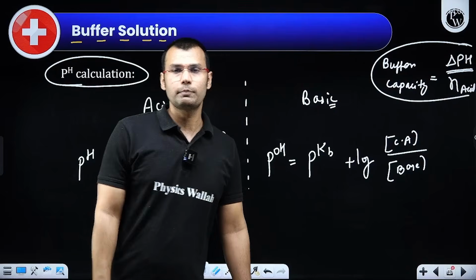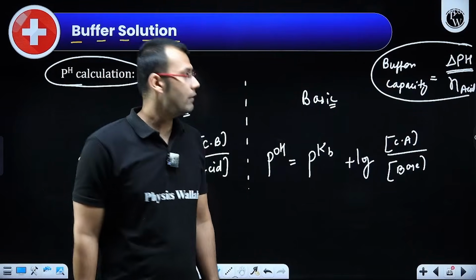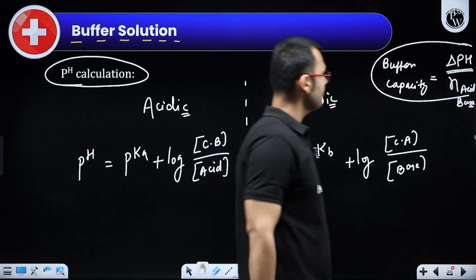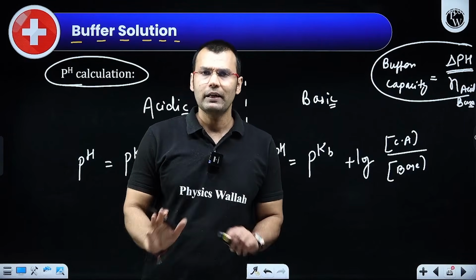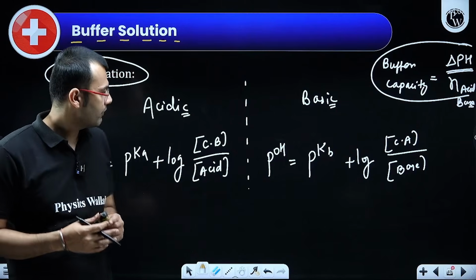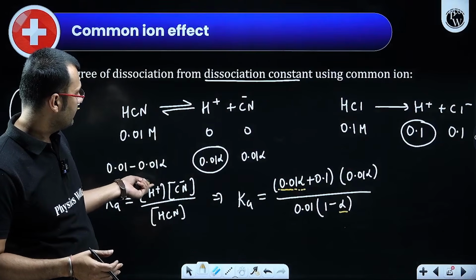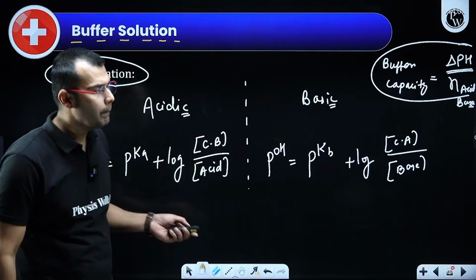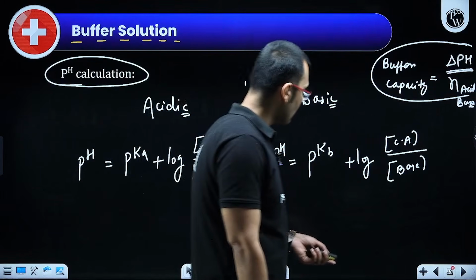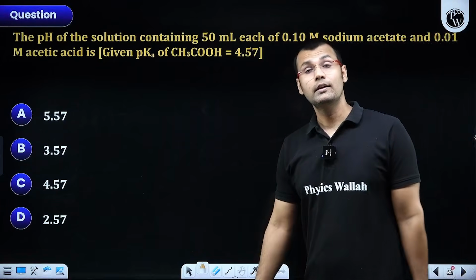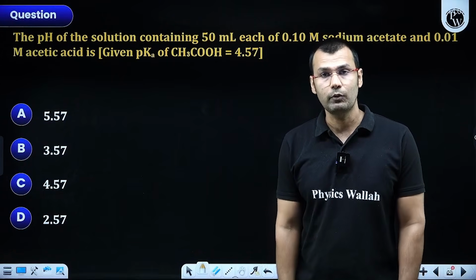Change in pH with respect to how much amount of acid or base you have added, that comparison is called buffer capacity. But in the NEET exam, we never get questions from buffer capacity. We get questions either from the identification of buffer, whether it is acidic or basic, or directly from the pH, right? So now I think it's time to solve some questions from buffer solution and its pH calculation.